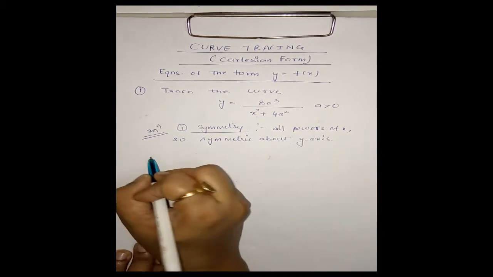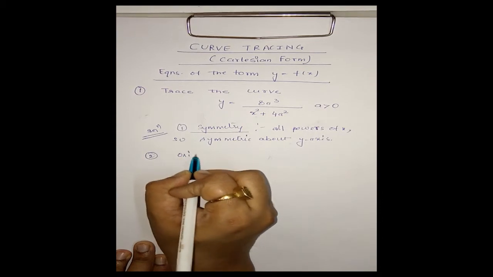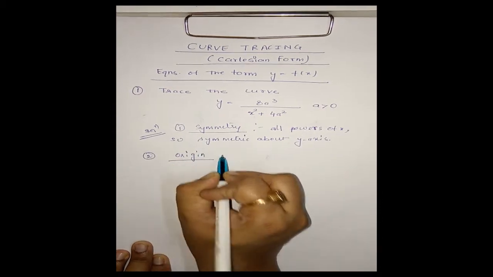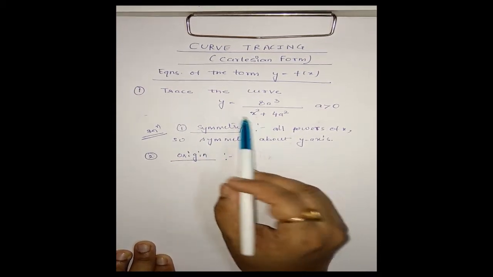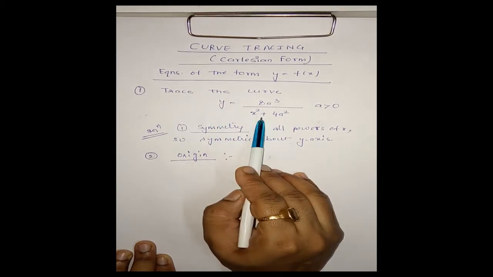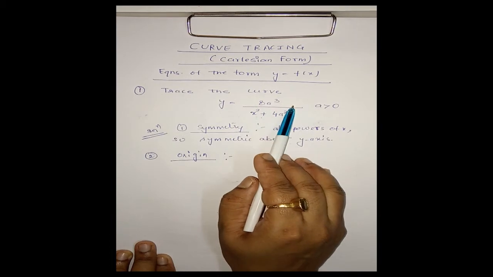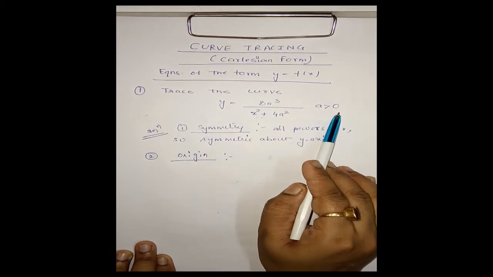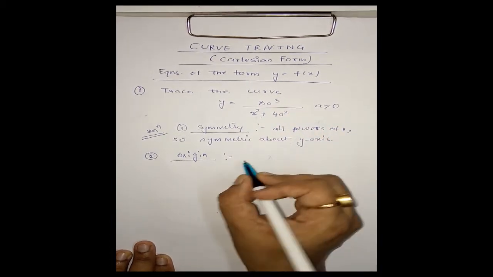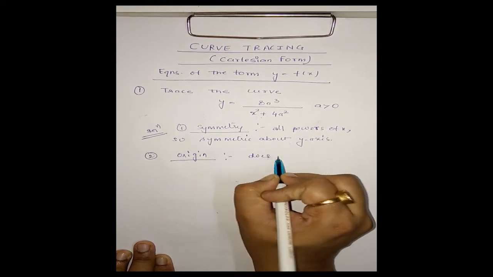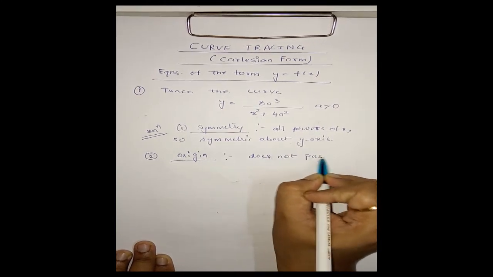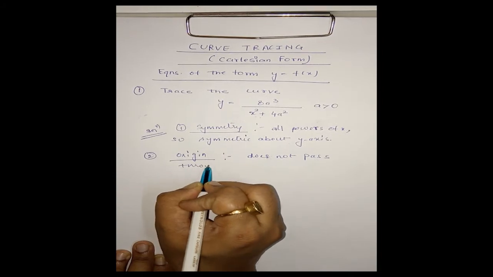Next we have to check if the origin lies on the curve or not. On taking y to be 0 and x to be 0, we are getting 0 is equal to 8a cube. Where a is positive, that is not possible. Therefore, the curve does not pass through the origin.